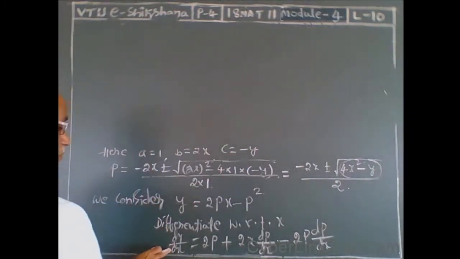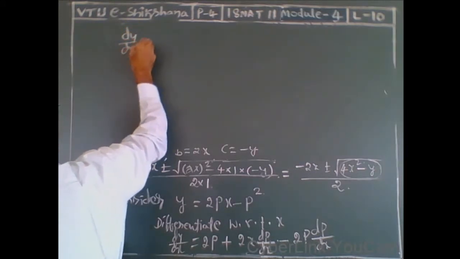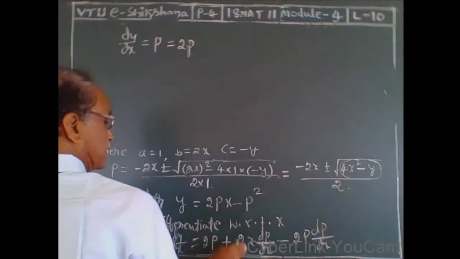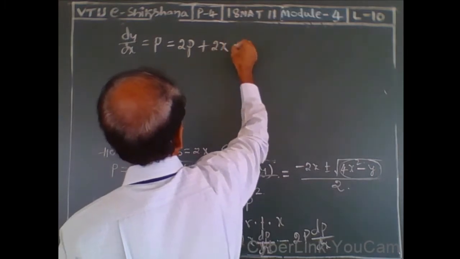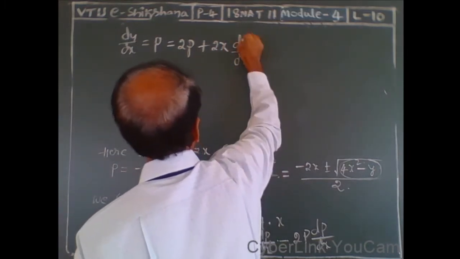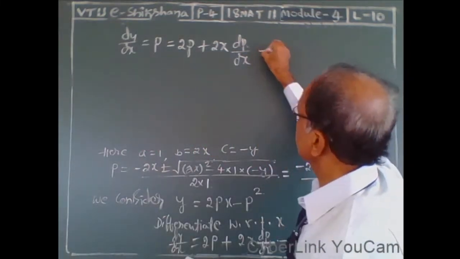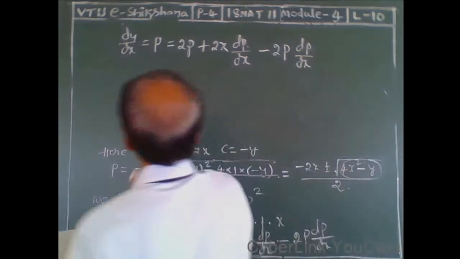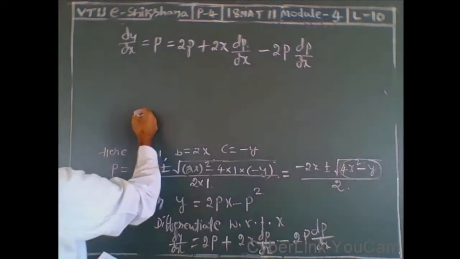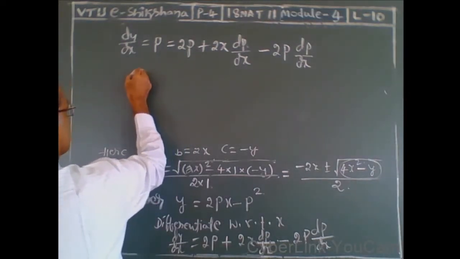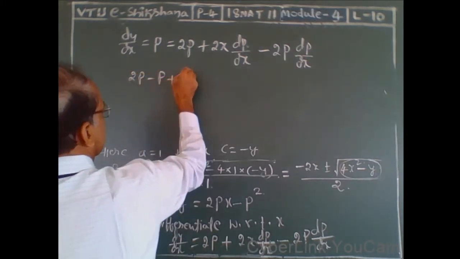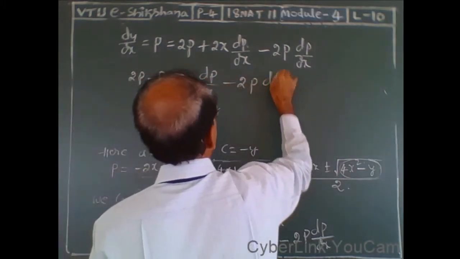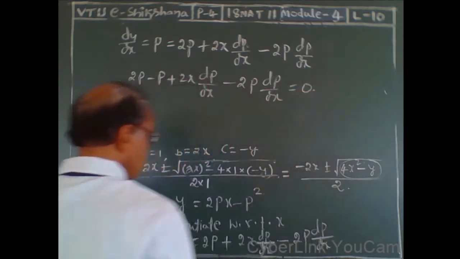Then dy by dx, you can write it as dy by dx is equal to p, and this is equal to 2p plus 2x into dp by dx minus 2p into dp by dx. Now this p and 2p, we can simplify this, that is 2p minus p plus 2x dp by dx minus 2p into dp by dx equal to 0.